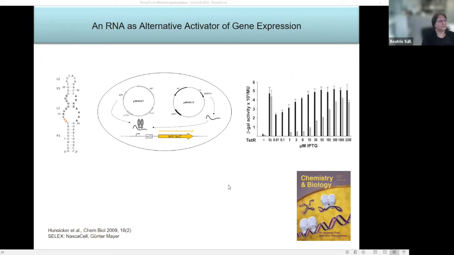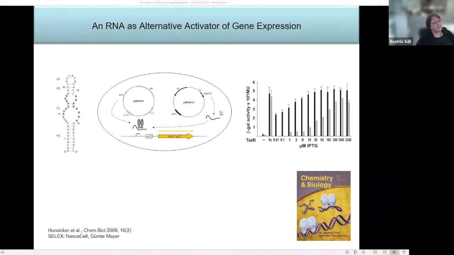An aptamer was selected at this time by Günter Meyer when he was at a company, Nascacell. Then we performed an in vivo screening, and we came up with this little guy shown on the left side. This is an RNA aptamer, and this aptamer could indeed activate TET-controlled gene expression. Here was our system at this time.